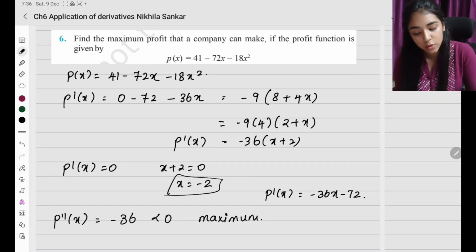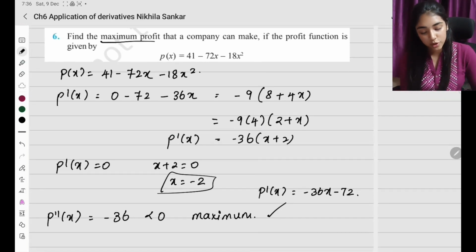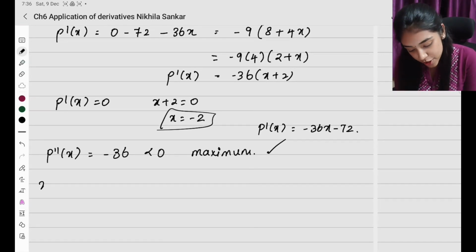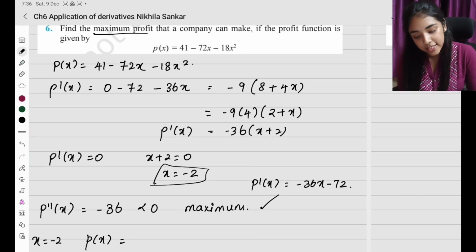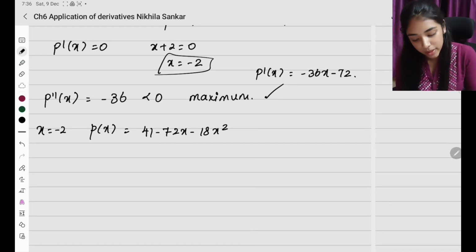Okay. In the question itself they have given that. It is given that it is going to be maximum profit. But now I cross check, it is going to be maximum because the second derivative is going to be less than 0. Now when I substitute the value of x equals minus 2 into my function p of x, which is 41 minus 72x minus 18x square, I can find what my maximum profit is.